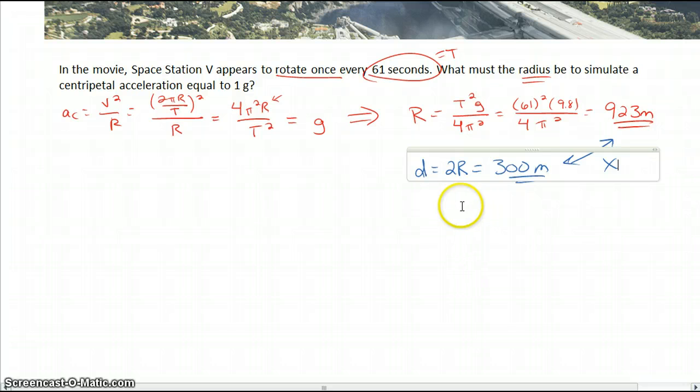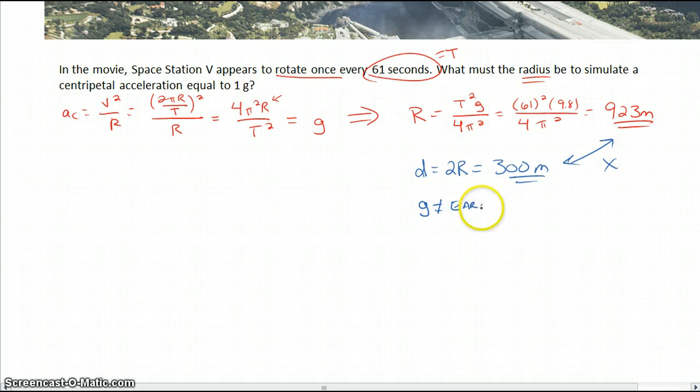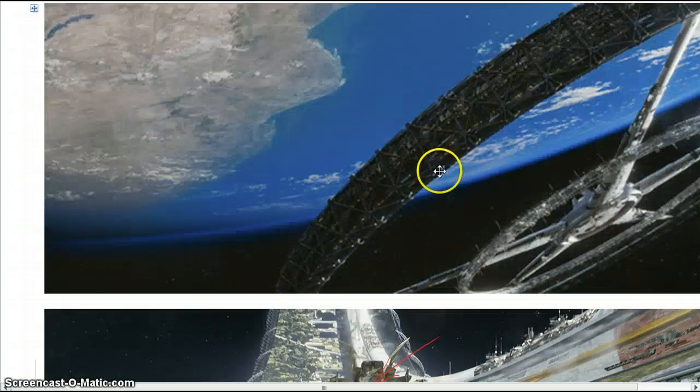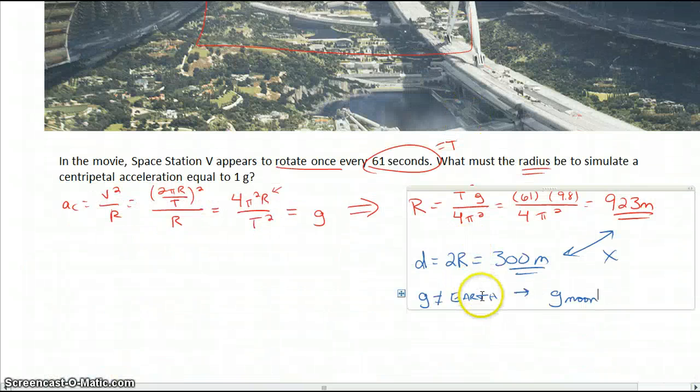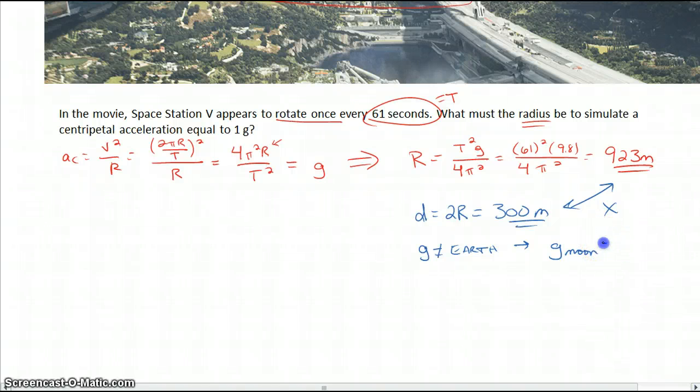But you know what I did? I read a little bit further in that entry on Wikipedia, and they also said that it wasn't spinning so that it can have a gravity equal to the Earth. They didn't want that. Apparently they wanted the acceleration due to gravity on the moon. So this thing was spinning, but it wasn't spinning fast enough to simulate the Earth. It was spinning fast enough to simulate the moon, and the moon has less gravity. In fact, the moon's acceleration due to gravity is roughly 1/6 that of Earth.